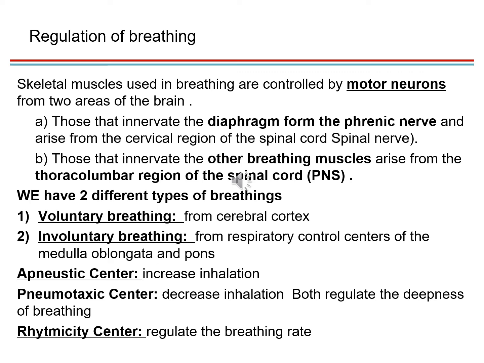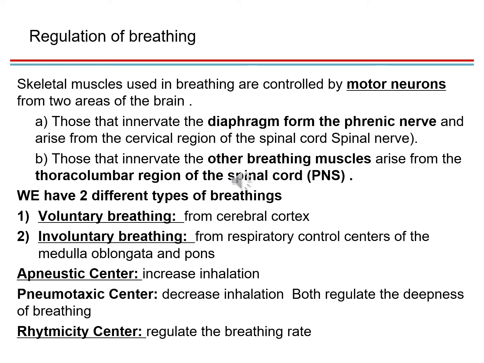This one is the voluntary part that is controlled from the cerebral cortex, because you think about it, you send the message to the central nervous system, and the cerebral cortex is the one that is analyzing the need. But we also have the involuntary breathing. The involuntary breathing is regulated by control centers in the medulla oblongata and the pons. And we use both voluntary and involuntary breathing. Most of the time we use the involuntary breathing.